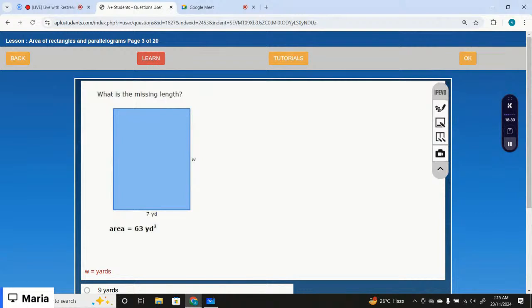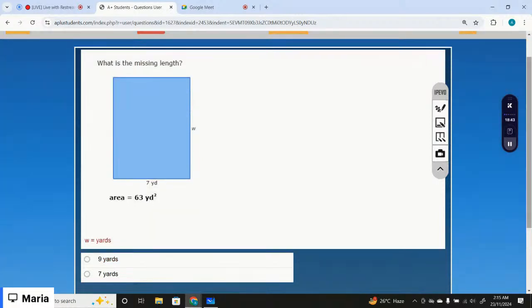What is the missing length? So, which is the correct option? That is 9 times 7 is 63. So, that is 9 yards. Option number 1 is the correct option.